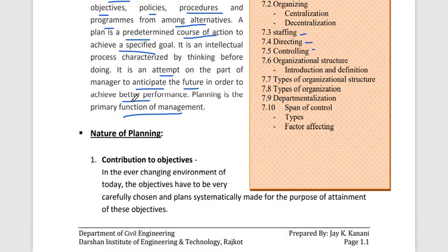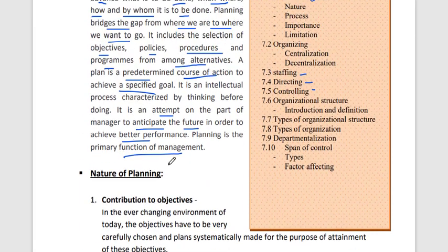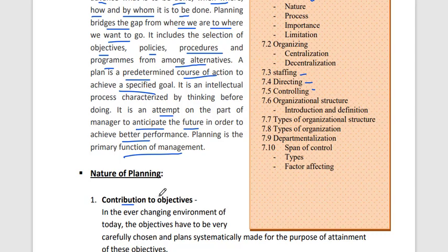Now, the nature of planning. First, contribution to the objective. Our main objective in planning is to complete the specified goal. In the ever-changing environment of today, the objectives have to be very carefully chosen and systematically planned for the purpose of our goals.